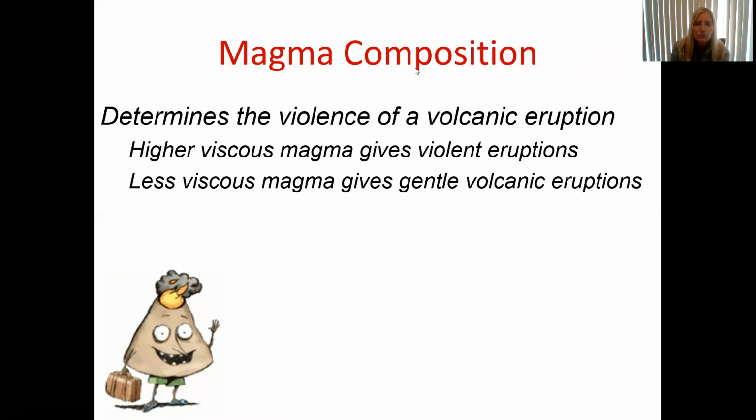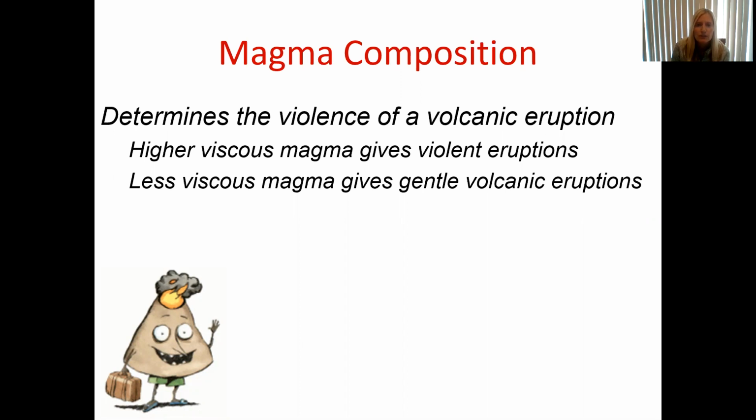So we have a couple of rules here we need to remember. The more viscous the magma is, the more violent the eruption is. So we remember from physical science that viscosity is how resistant a material is to flowing. So if it doesn't want to flow very well, and then all of a sudden it's being forced to flow, that's what's going to give us some violent volcanic eruptions.